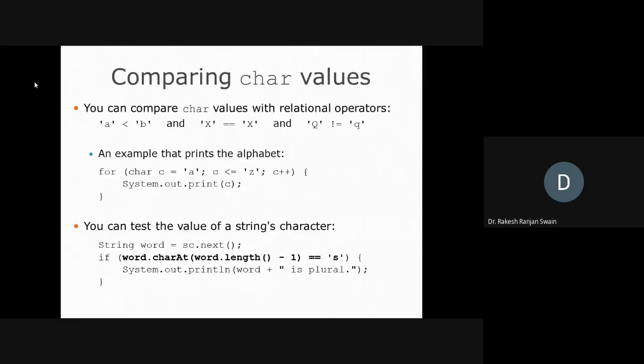Similarly, you can test the value of a string character. How to test? Suppose I am taking a string word from the user. Then I am checking if word.charAt(word.length() - 1) is equal to 's'. So what character will be returned? The particular character at that position in the string. If it is 's', then this statement is printed, otherwise not. So that way you can test the value of a string character. Okay, let me show you an example.